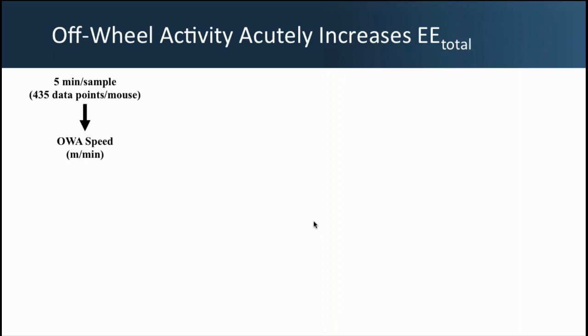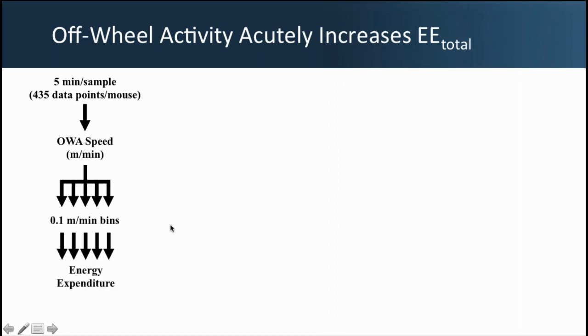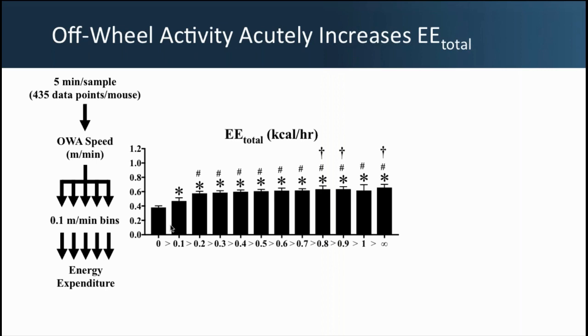We took our 5-minute sample data, and this was 3 consecutive dark phases of data, and it came out to be 435 individual data points per mouse that we used for this analysis. We separated the data out based on their off-wheel activity speed over that 5-minute period, and we stratified that data into 0.1 meter per minute bins, and then extracted the corresponding energy expenditure over that same period of time. And then we just plotted that, and this is what the data look like.